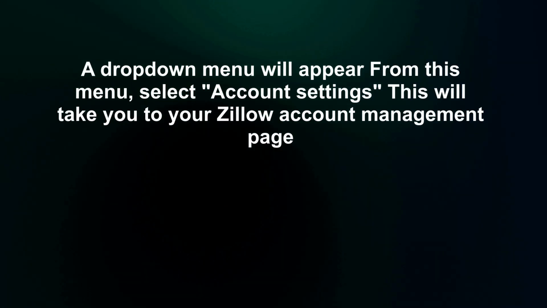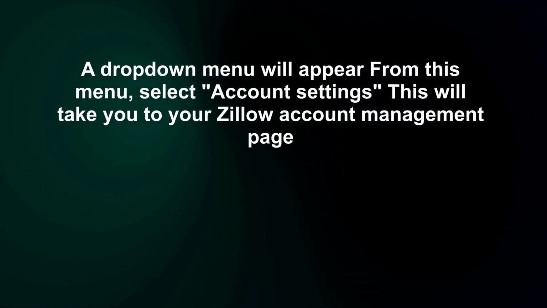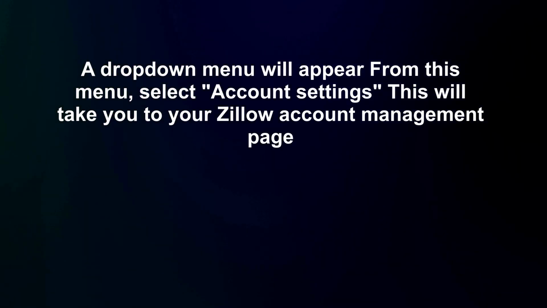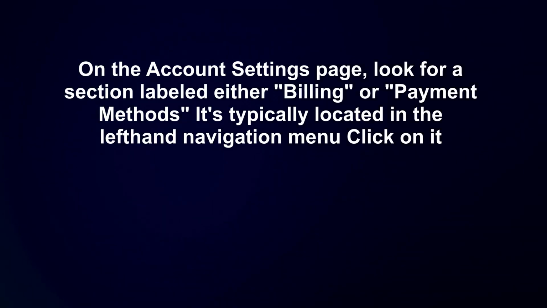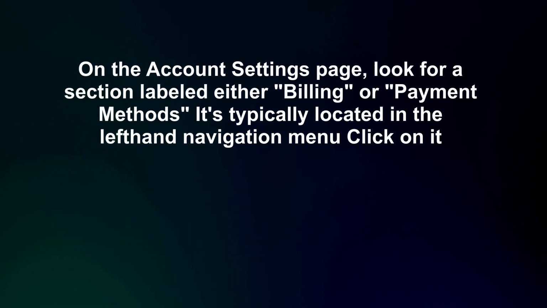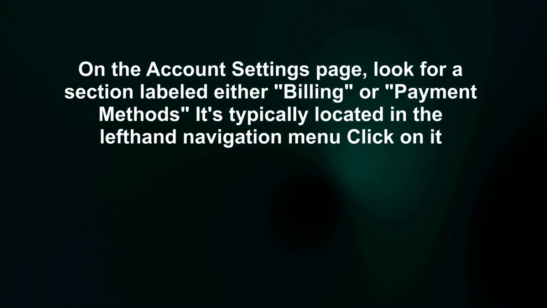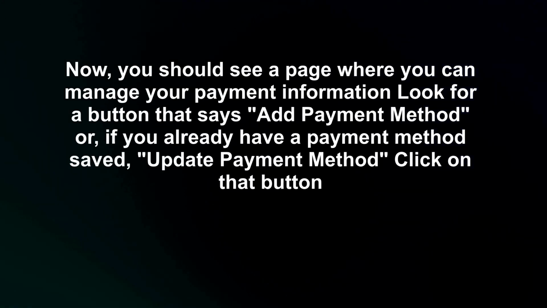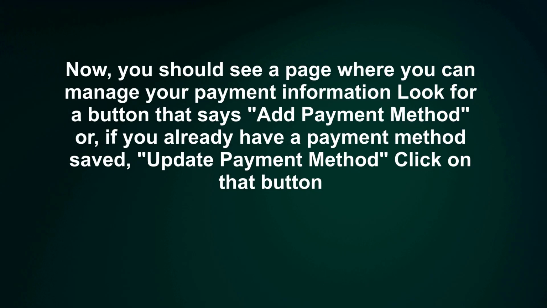Click on it. A drop-down menu will appear. From this menu, select Account Settings. This will take you to your Zillow account management page. On the Account Settings page, look for a section labeled either Billing or Payment Methods. It's typically located in the left-hand navigation menu. Click on it. Now, you should see a page where you can manage your payment information.